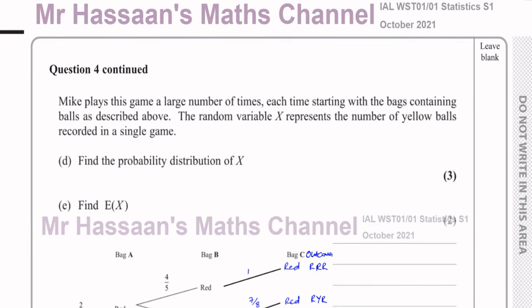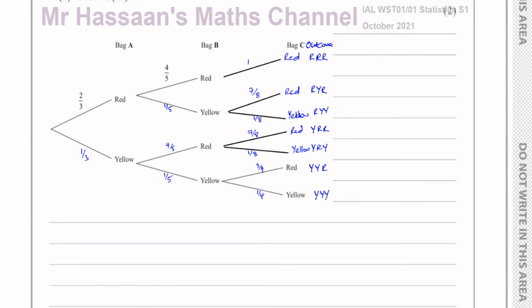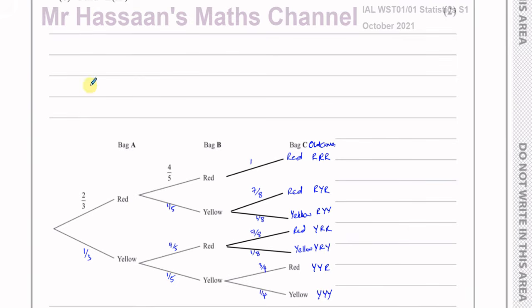Okay, now for part D. It says Mike plays the game a large number of times, each time starting with the bags containing balls as described above. The random variable x represents the number of yellow balls recorded in a single game. Find the probability distribution of x. So if we take this probability tree from before, we've got to find the probability distribution of x. x is the number of yellow balls picked, and we've got to find the probability that x equals a particular value.